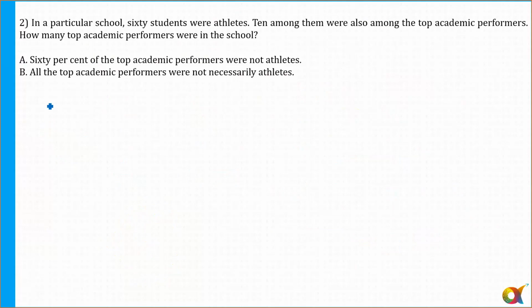In a particular school, 60 students were athletes. So we know the number of athletes in the school is equal to 60. Ten among them were among the top academic performers. So out of this 60, 10 of them are the top performers.